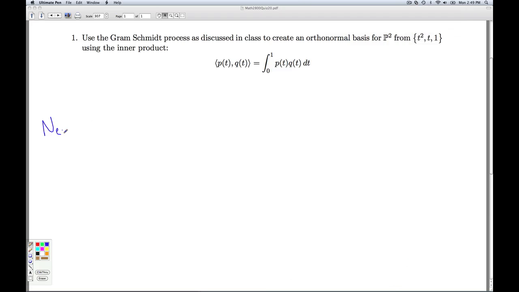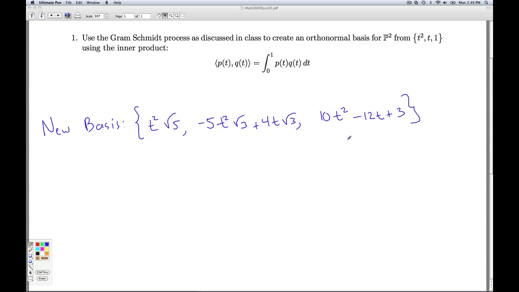Okay, so our new basis consists of t squared radical 5, negative 5t squared square root 3 plus 4t square root 3, and 10t squared minus 12t plus 3. And I leave it to you to check that these are mutually orthogonal and that they're all length 1. That'll do it for quiz 20.